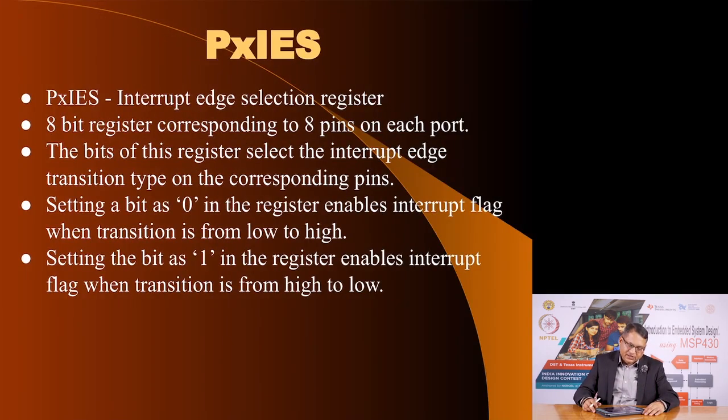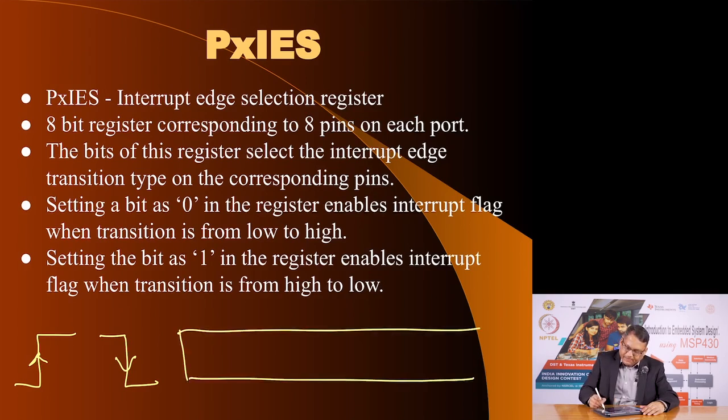Second in the line is the interrupt edge selection register. Like I mentioned, you can generate an interrupt on the rising edge and you can generate an interrupt on a falling edge. You have to tell the microcontroller which edge you would like to generate an interrupt, and again here there are 8 bits.